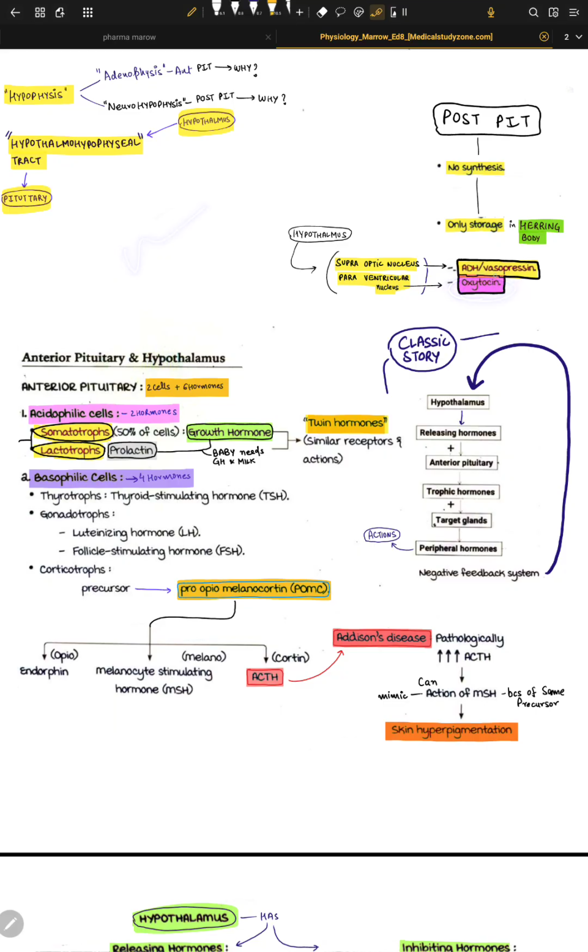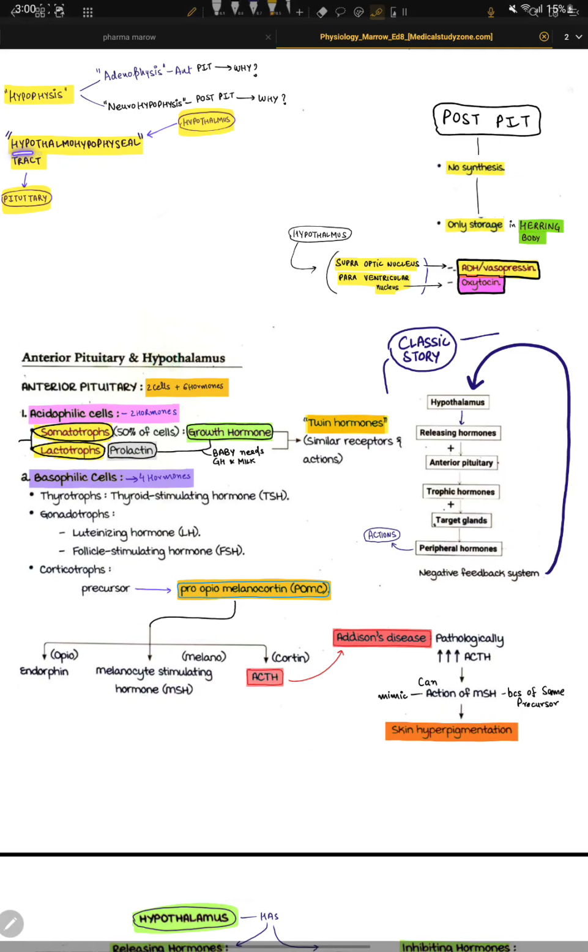So oxytocin and ADH. Okay, ADH is released by the supraoptic nucleus, SON, and oxytocin is released by the paraventricular nucleus of the hypothalamus. So note that the hypothalamus is releasing both ADH and oxytocin. The hypothalamus is the master regulator of mostly all hormones. The hypothalamus releases releasing hormones, and these releasing hormones go to the anterior pituitary via which tract?